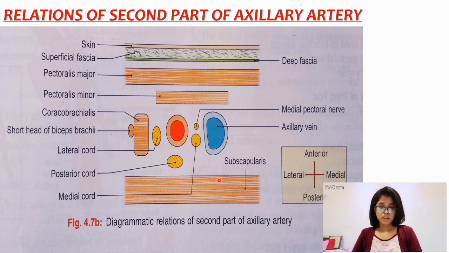Coming to the posterior relation, now recall the upper muscle forming the posterior axillary wall. It was subscapularis, so definitely it will come in the posterior relation of this artery. Along with this muscle, we have the posterior cord of brachial plexus. Coming to the medial relation, along with the axillary vein, here we have the medial cord of brachial plexus along with its one branch, that was medial pectoral nerve. Coming to the lateral relation, we have coracobrachialis muscle along with the lateral cord of brachial plexus.